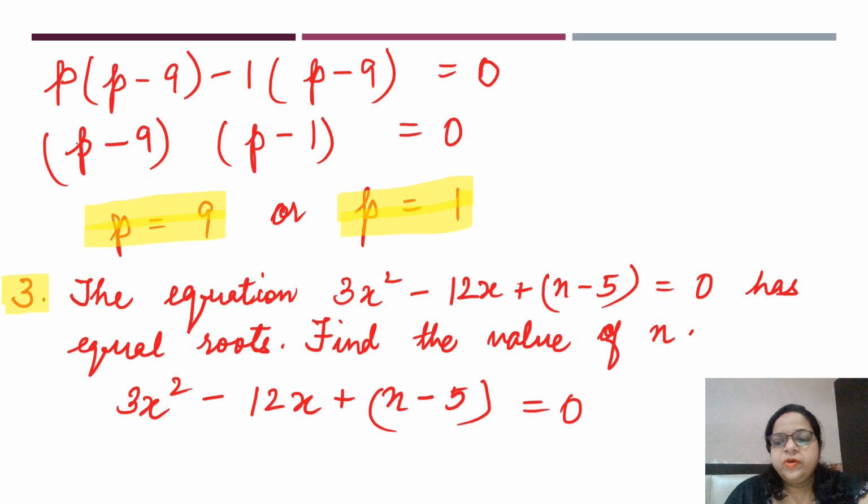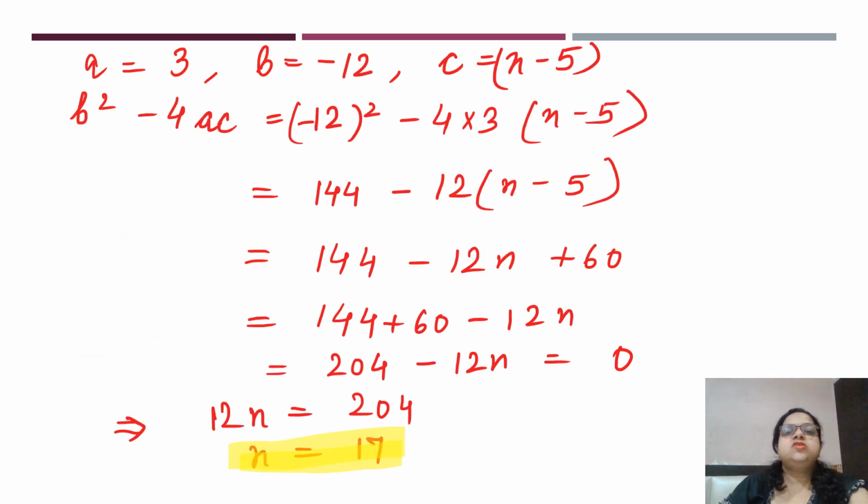The equation 3x square minus 12x plus n minus 5 is equal to 0 has equal roots. Again, equal roots means b square minus 4ac is equal to 0. Find the value of n. Putting a is equal to 3, b is equal to minus 12, c is equal to n minus 5, b square minus 4ac is minus 12 the whole square minus 4 into 3 into (n minus 5).